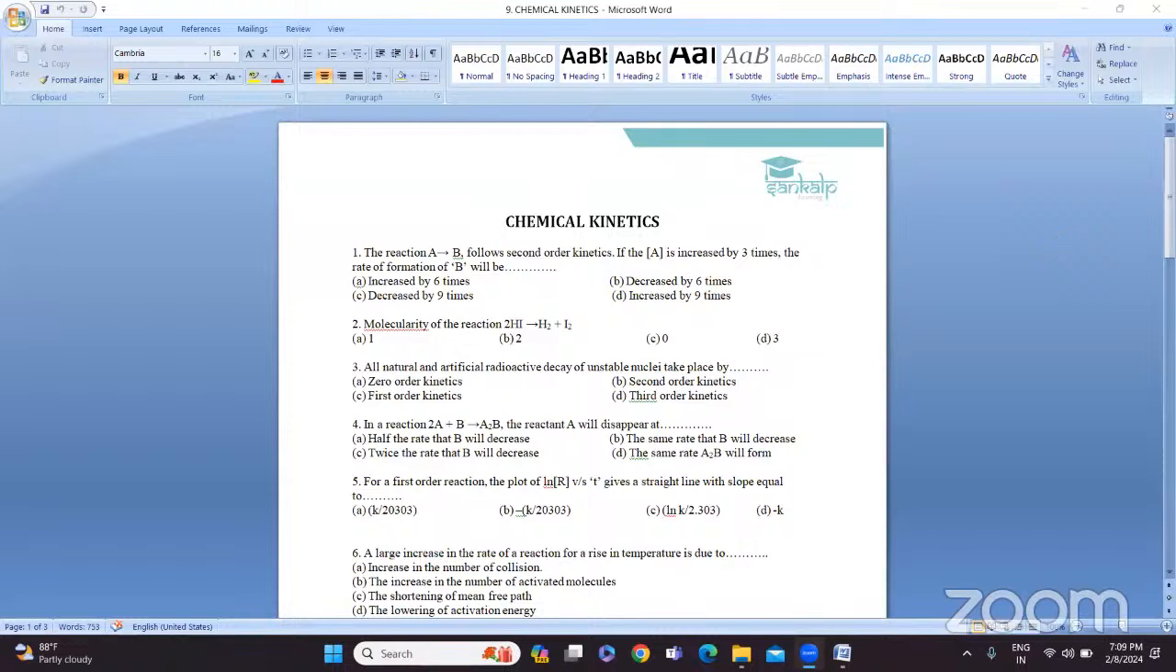Yes, so we have completed, in the previous session, the chapter D and F block elements. Today we are going to start with the new topic, that is chemical kinetics. Okay, we are going to study about chemical kinetics. So you might have studied about this topic. What all things have you studied in this particular chapter of chemical kinetics?